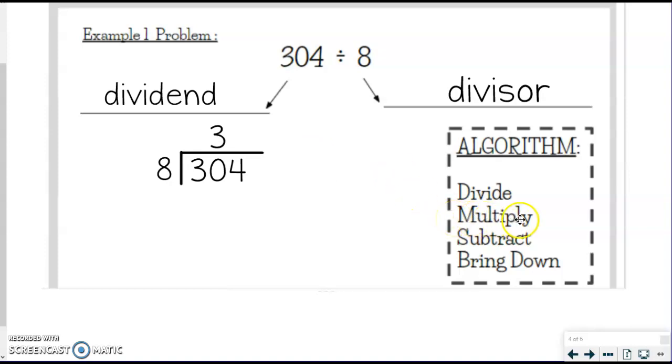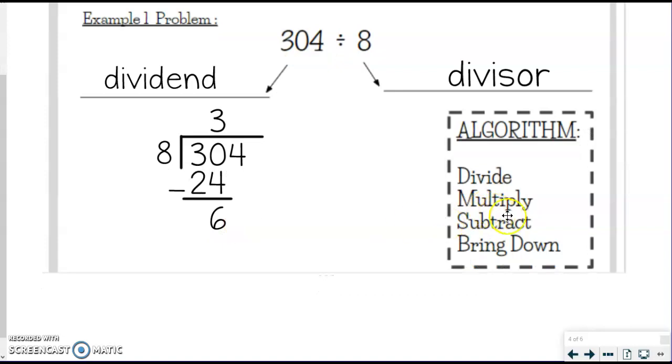The second part is to multiply. So now we take that 3 that we just said, hey, 8 fits in 30 3 times, and we do 3 times 8 gives us 24. So that was the multiplying piece. Check. So now we are going to subtract to see what leftovers we have because it didn't fit in perfectly. Okay, so we're going to subtract, and we end up with 30 minus 24 to give us 6. Okay, so we did that subtract part.